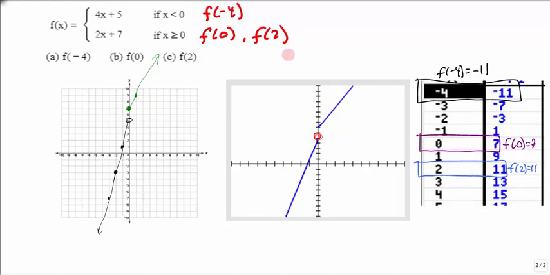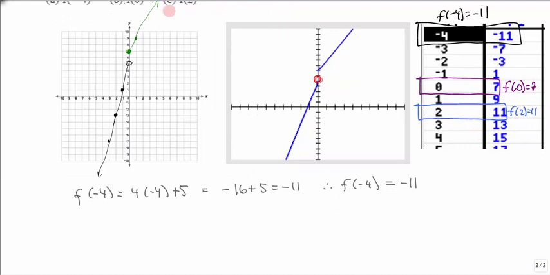Now if you didn't want to rely on the table or you wanted to do this by hand, you could as well. f of negative 4 is equal to 4 times negative 4 plus 5 because I'm plugging it in right up here. So 4 times negative 4 is negative 16, plus 5 is negative 11. Therefore, f of negative 4 is negative 11. And that very much agrees with what the table has here.